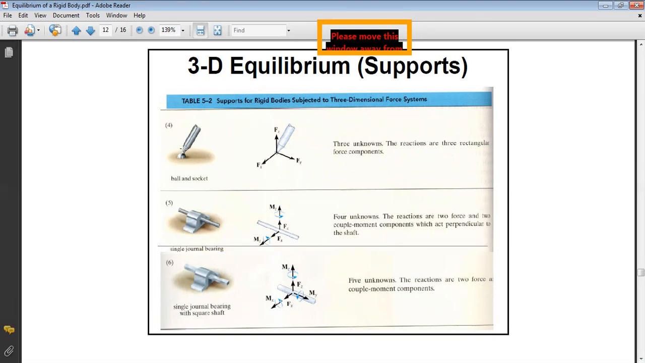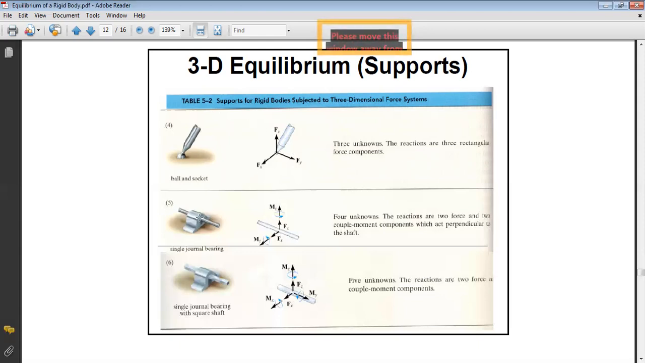Okay, so this is the idea. You can do rotation in all directions, but you cannot move in X and Y and Z. This is why the 3 resistance forces developed in the reaction are Fx, Fy, and Fz.